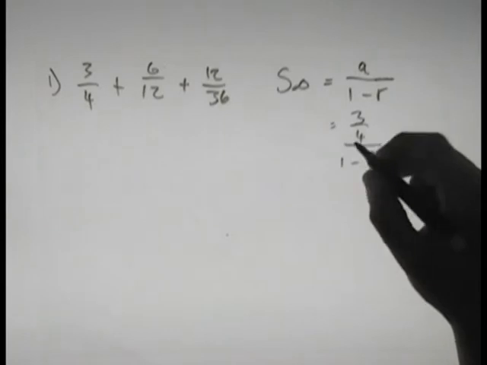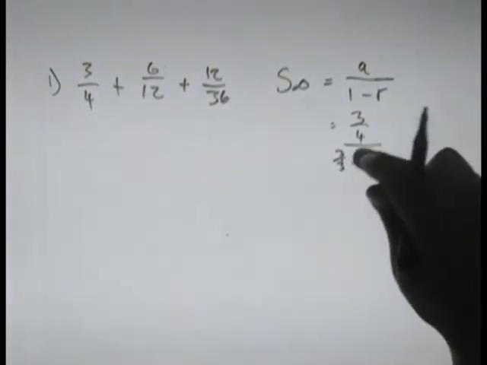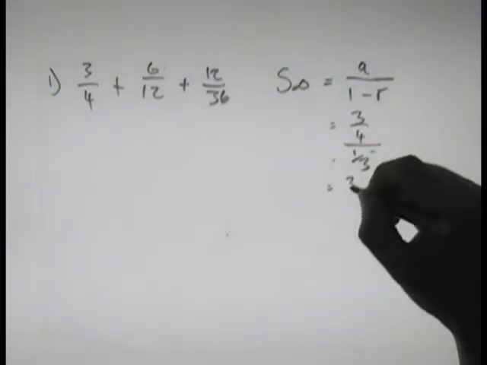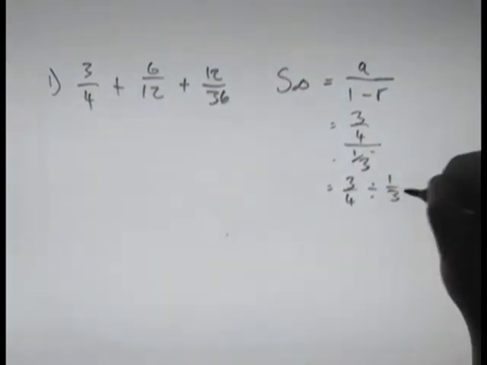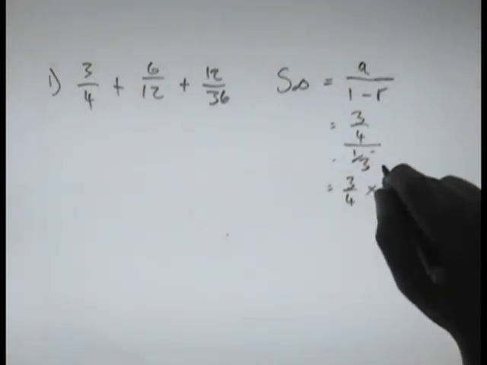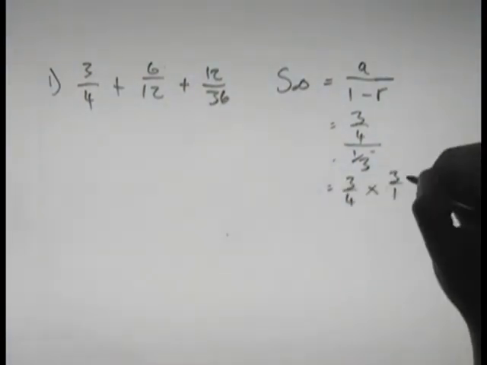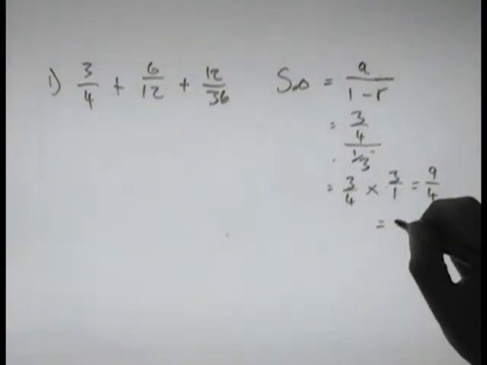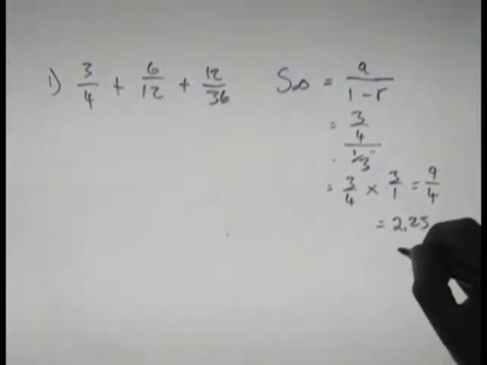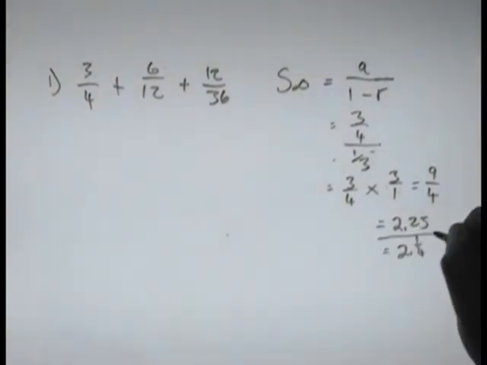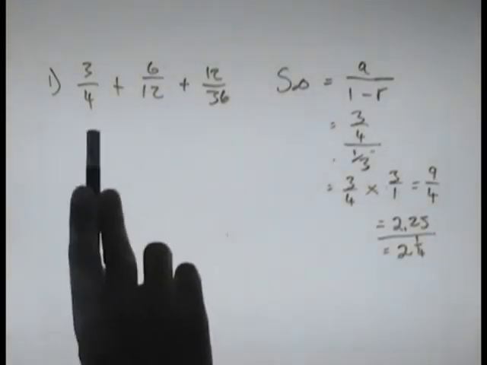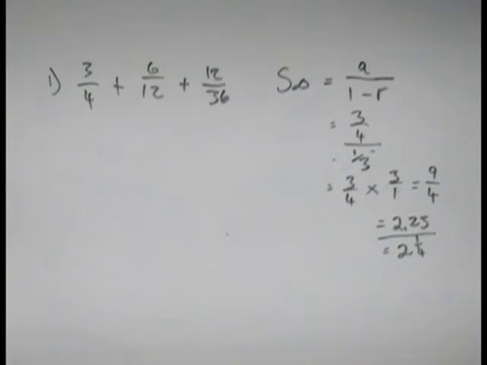Now 1 minus 2 over 3 is the same as 3 over 3 minus 2 over 3, which is equal to 1 over 3. So we are saying 3 over 4 divided by 1 over 3, which is the same as 3 over 4 multiplied by 3 over 1, tip and times, which is equal to 9 over 4. 9 over 4 is equal to 2.25 or 2 1/4. Either way is fine, depends what your calculator gave you. You could have left it in that form or in that form. So the sum to infinity of this is equal to 2.25.